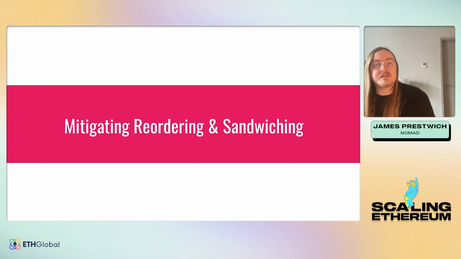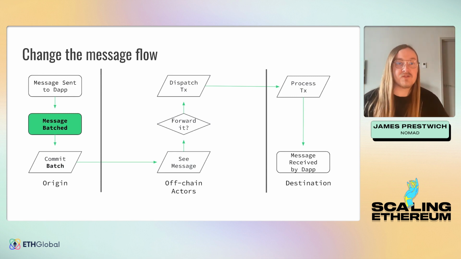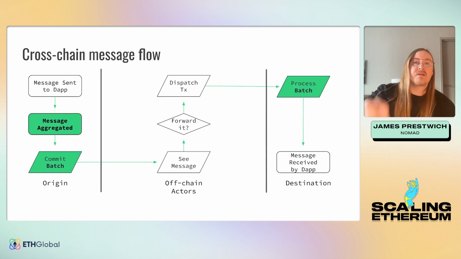So what we want to do is mitigate the impact that reordering and sandwiching have on cross-chain messages, because cross-chain messages are more vulnerable than the average transaction. So we're going to change the message flow a little bit from what I talked about earlier. Rather than immediately dispatching to the other chain, we're going to accumulate on the first chain, the sending chain, a batch of messages. And this should be a batch of messages that touches the same application or the same state. And rather than committing each individual message, we want to commit to a batch. So you take all of your cross-chain messages and you put them into a single unit. And then you dispatch that batch and process the batch on the other end.